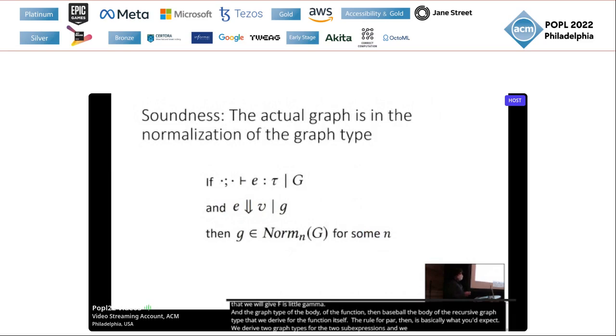So now that I've gone through all of that, I can formally state the soundness theorem that I've been motivating throughout the talk, which says that if the graph type system derives a graph type G for an expression E, and we then evaluate E, and it produces a graph g, then the graph that results, g, is in the normalization of big G, the graph type, for some natural number.